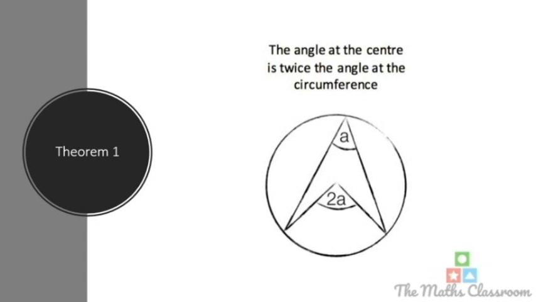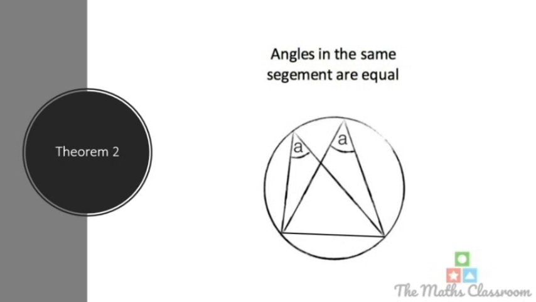Now let's look at the theorems. One circle theorem states that the angle at the center of the circle is double the size of the angle at the circumference. For example, if the angle at the circumference was 30 degrees, then the angle at the center would be 60 degrees.